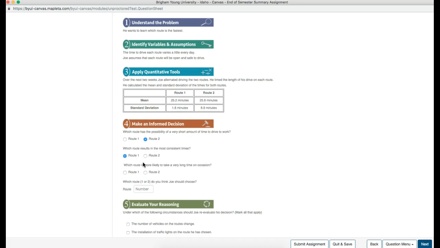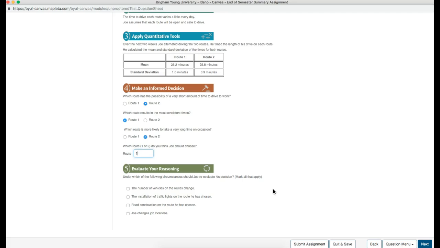So number 1. The next one, which route is more likely to take a very long time on occasion? Because the spread here on number 2 is 8.9 minutes, that means that it has the option of having much lower and much higher. So this one's more likely to have a very long time on occasion. So, which route do you think, 1 or 2, that Joe should choose? Because this one's very consistent, you can time yourself a little more accurately, and so I would say number 1.